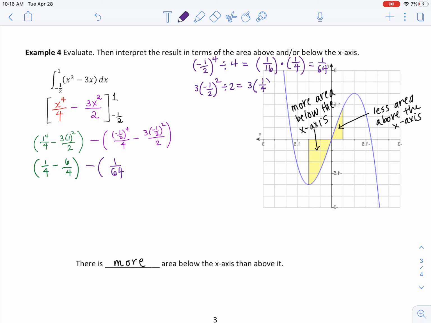I will get 3 times positive 1/4, because if you square that, divided by 2, that is 3 to the 3/4 times 1/2, and that is going to give me 3/8. Now, I want to make sure that these two fractions have a common denominator, so I'll rewrite this as something with 64 in the bottom. 8 times 8 is 64, so 3 times 8 is 24.